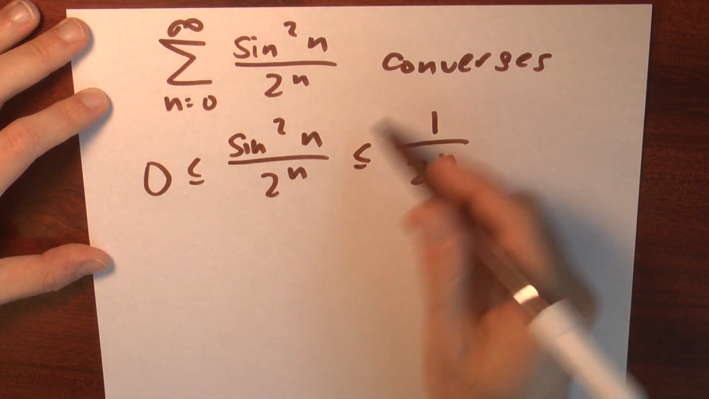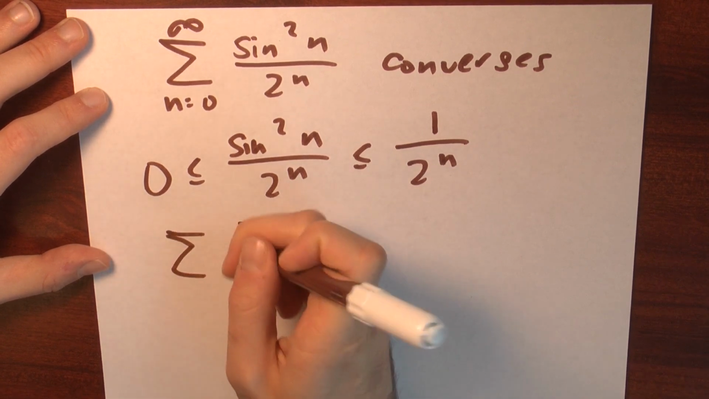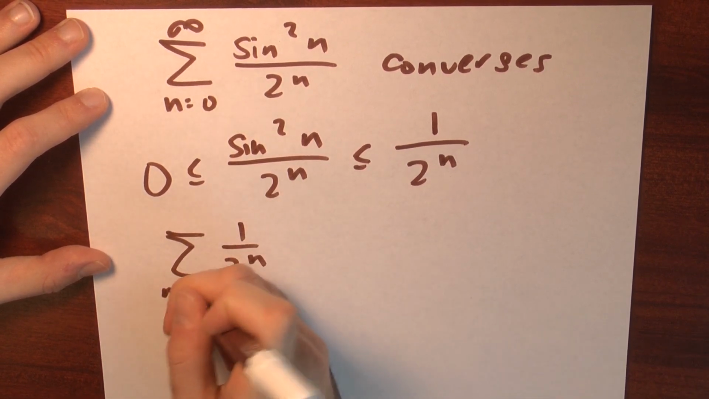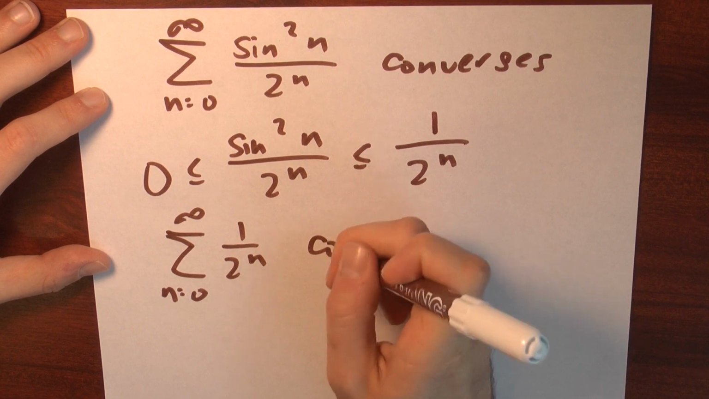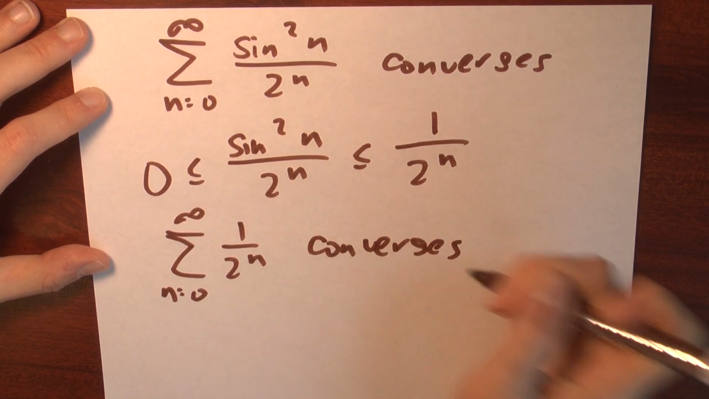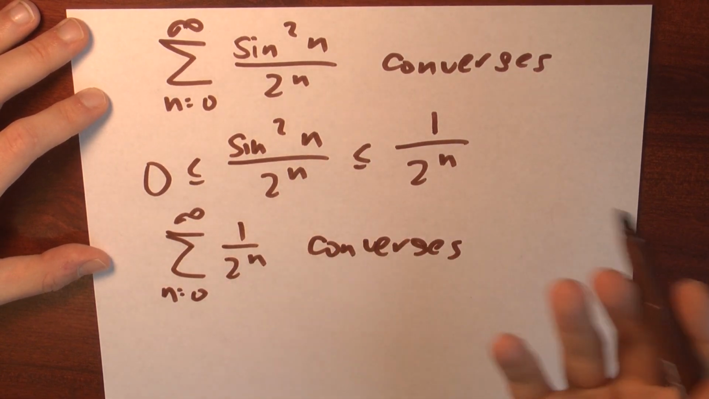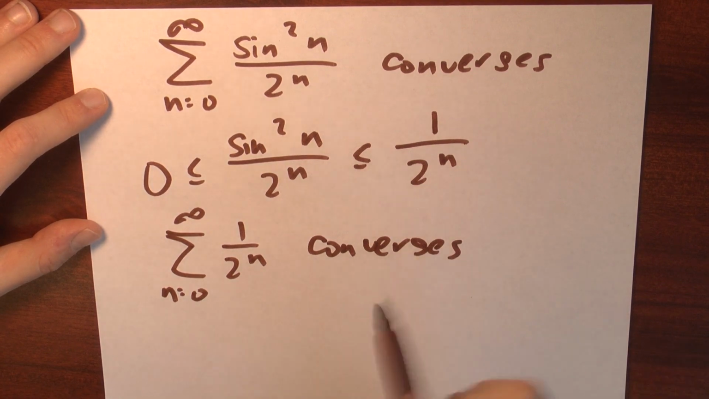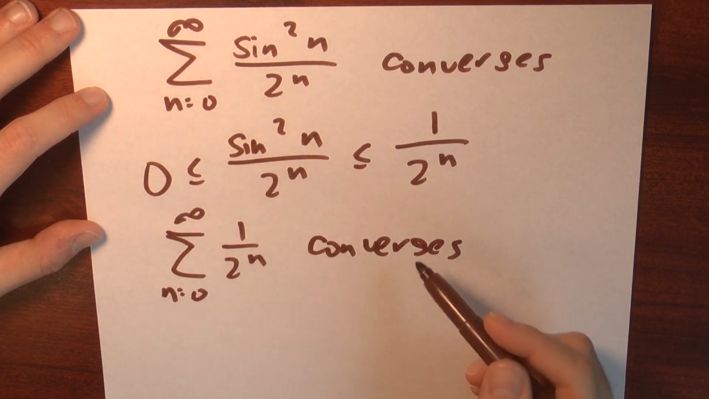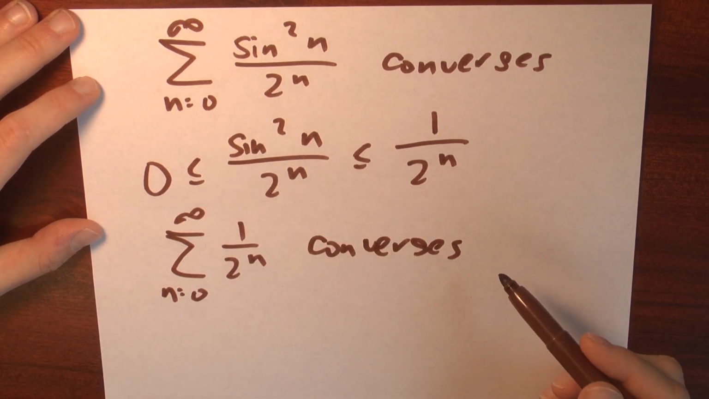But now what do I know about the sum of 1 over 2 to the n? The sum of 1 over 2 to the n, n goes from 0 to infinity, converges. Right, this is a geometric series. I can even evaluate it. Now what does that tell me about the original series that I'm studying? What about the sine squared n over 2 to the n?